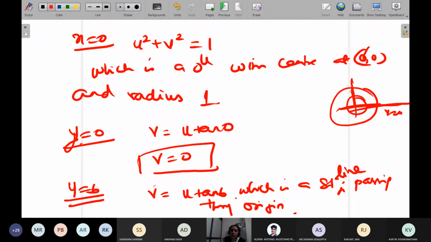Other than that, we have got v equals u tan b, which is a straight line. Now, to mark this region, we will discuss the other cases also.